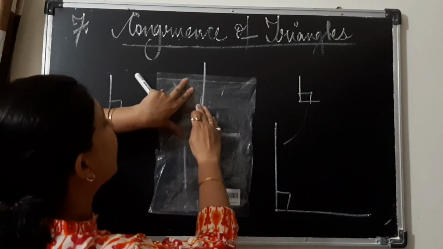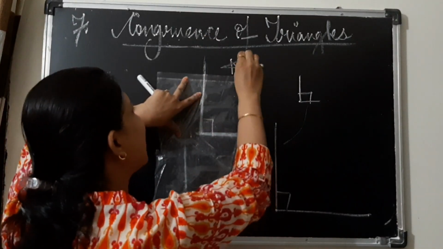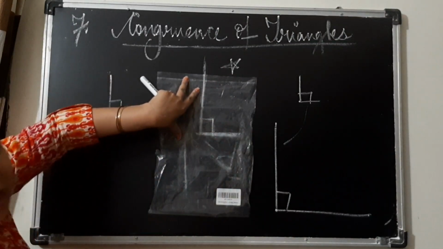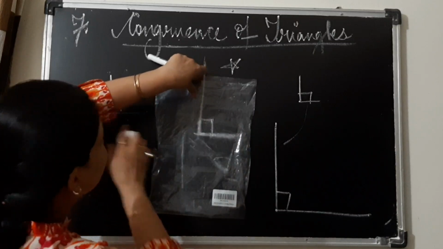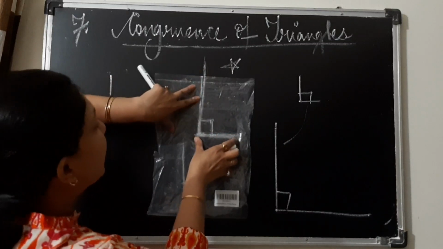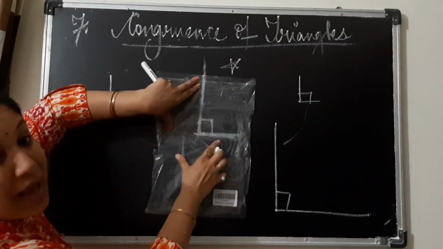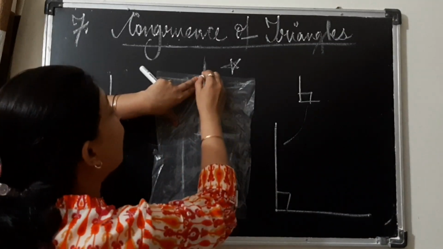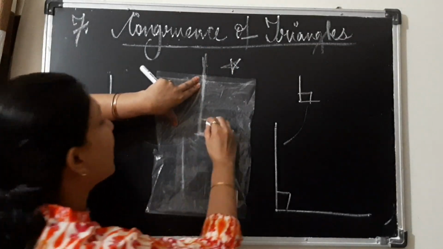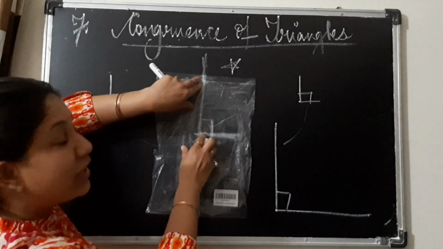Some of you will say, ma'am, but the length is not the same. Children, this is the starting point for angles. We only see the measurement of the angle. After taking the trace copy of this angle and placing it over this one, we saw that it is completely over this angle. So these two angles are congruent irrespective of the length. See, this arm here is longer, but still they are congruent, correct? So for angles we check the measurement of the angles.